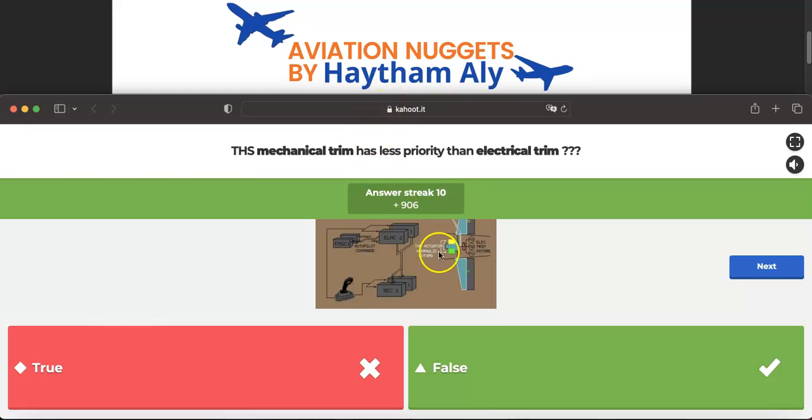So this is a trimmable horizontal stabilizer, as you can see. It is operated by the THS actuator, hydraulic motors, which are operated by 3 electrical motors.